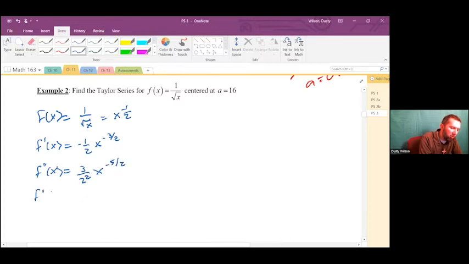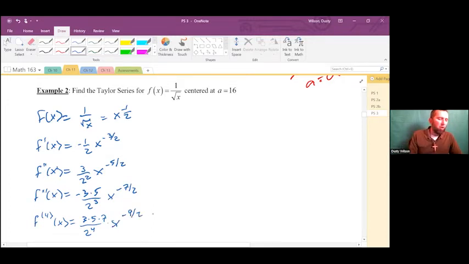F triple prime will equal negative 3 times 5 over 2 to the 3rd power, x to the negative 7/2. That was the triple prime. The 4th derivative will be positive 3 times 5 times 7 over 2 to the 4th power, x to the negative 9/2. Okay, so we've got our functions.